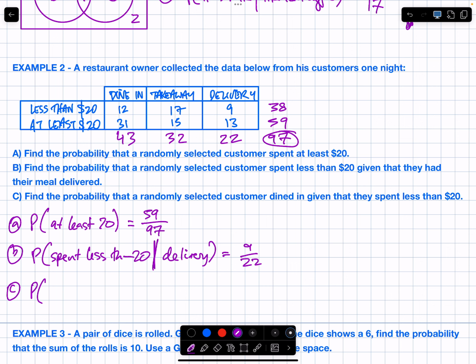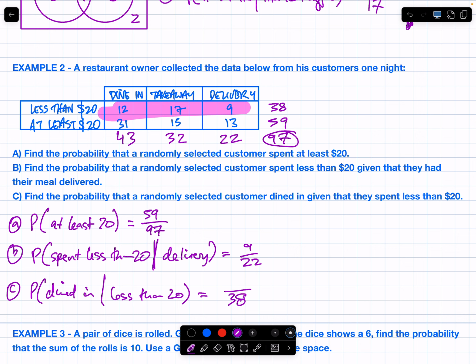Find the probability that a randomly selected customer dined in. So dined in, vertical line, given they spent less than 20. So what am I going to highlight? What's my condition? Is it the dine in or is it less than 20? Less than 20, so I'm looking here. That's my condition. So what's the number it's going to be over? Oh, sorry, I looked at the wrong one. My bad. I was just testing. Over 38.